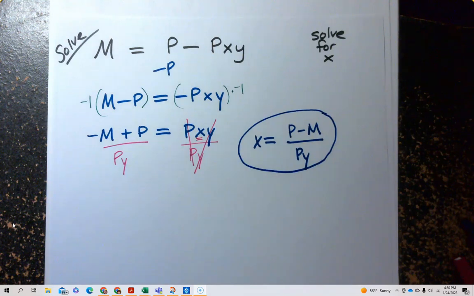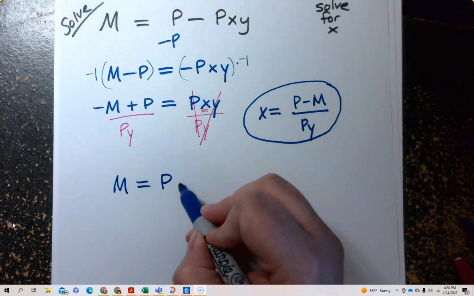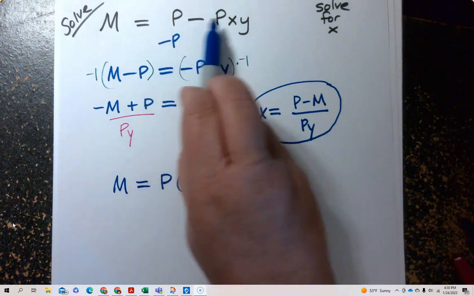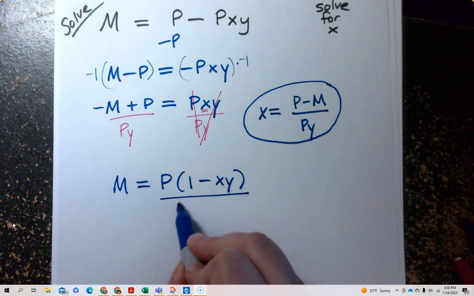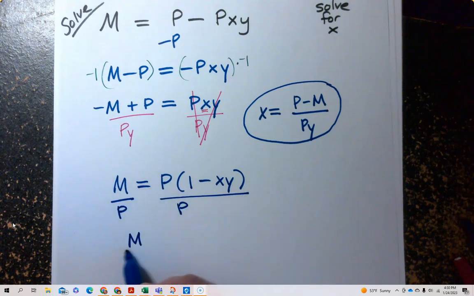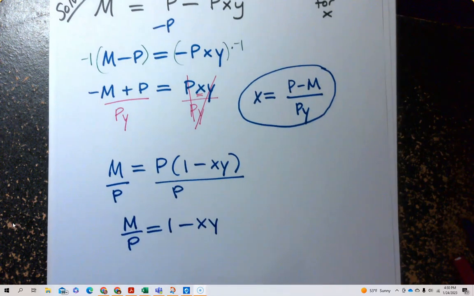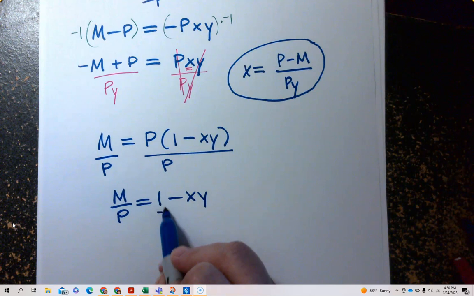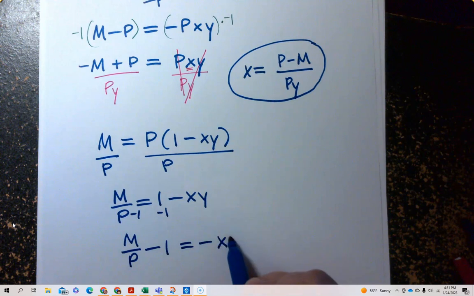Let's look at what it would look like, and it would be equivalent. It's going to look a little bit different if I had factored out the p to begin with. So let's go through that pretty quickly. The first thing it would look like is this, when I took out the p out of both terms. There's a p here, there's a p here. Take it out of both, and it comes out front. So now I can get rid of the p, and I have m over p equals 1 minus xy. All right, let's subtract the 1 from both sides, and we get m over p minus 1 equals negative xy.